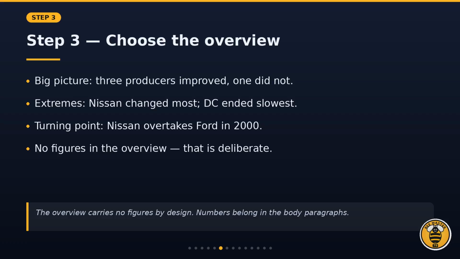Step 3. Choose your overview. The overview is the single most heavily weighted sentence group in Task 1. Look for 3 things. The big picture: 3 producers improved and 1 did not. The extremes: Nissan changed the most, Daimler Chrysler ended the period as the slowest. And any turning point: Nissan overtakes Ford in the year 2000 and becomes the fastest. One more rule: put no figures in the overview. Numbers belong in the body paragraphs.